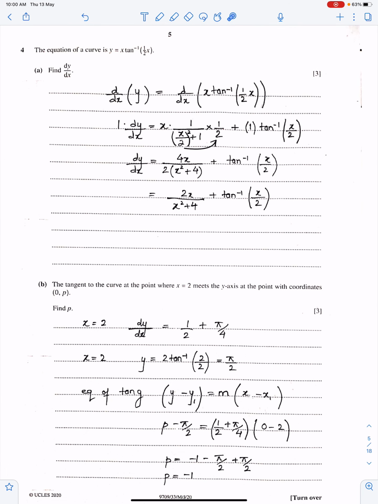Question number 4. The equation of a curve is y equals x times tan inverse of half x. This is uv. We need dy upon dx. So by using the uv rule, which is uv prime plus vu prime, we can easily differentiate this. So dy upon dx, according to the uv rule, we need to copy u and differentiate tan inverse half x, and this is the way to differentiate tan inverse half x.